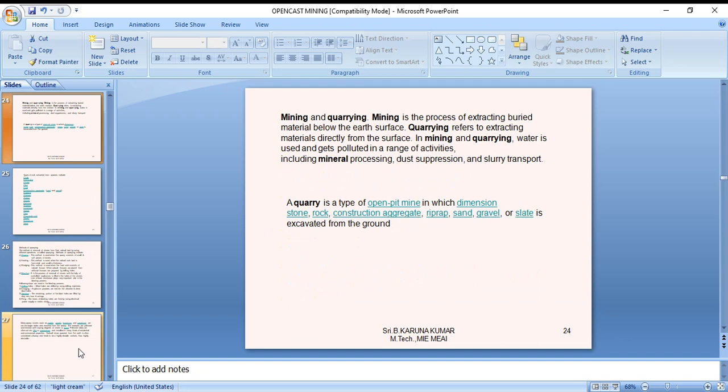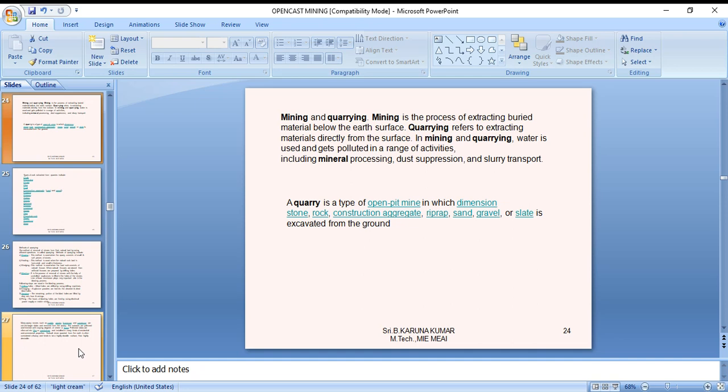Mining and quarrying. Mining is the process of extracting buried material below the earth's surface. Quarrying refers to extracting material directly from the surface. In mining and quarrying, water is used and gets polluted in a range of activities, including general processing, dust separation, and of course slurry transport.